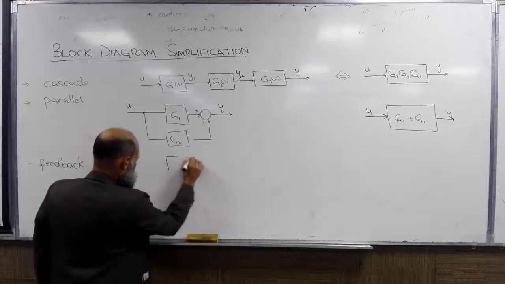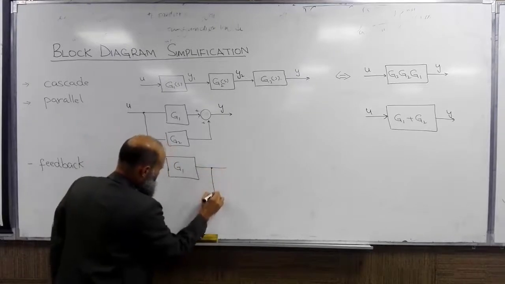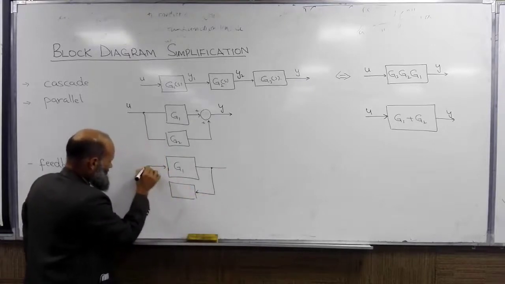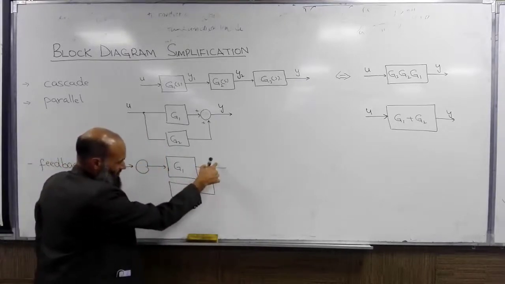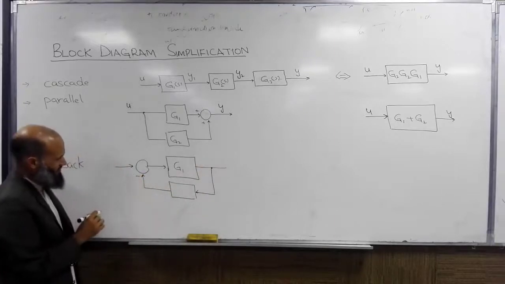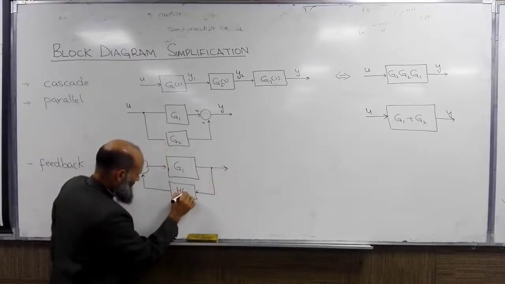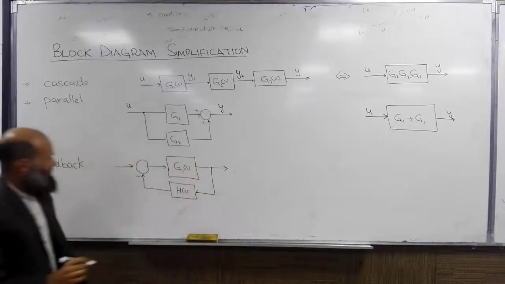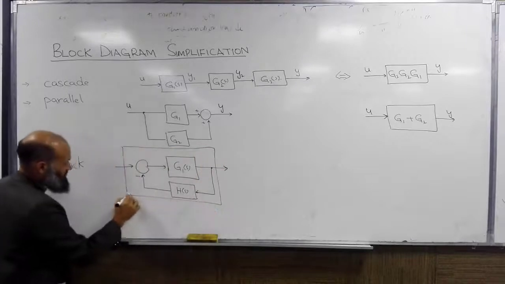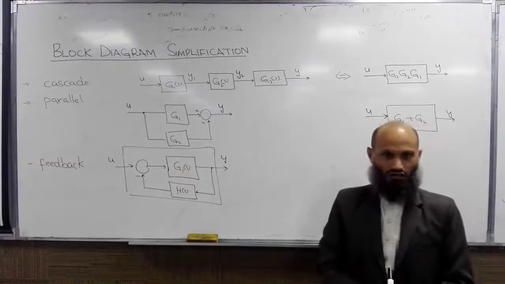That is, you have a transfer function G1, and the output of this system is fed back. That is, the output of this system is compared with the reference input. Here is a minus sign, and let's name it H of S. So what will be the overall transfer function? That is, the transfer function of this block. How can we obtain that?